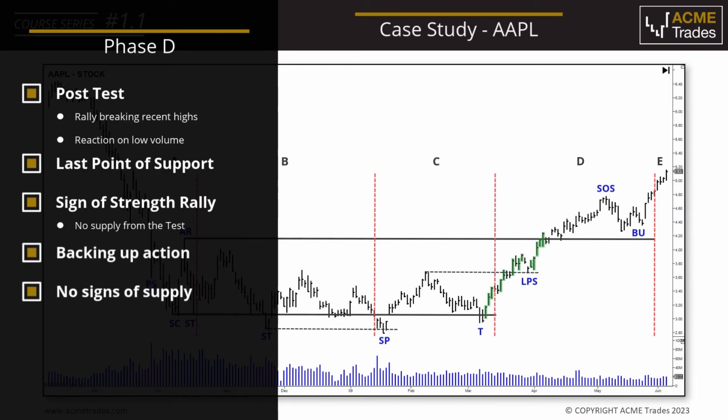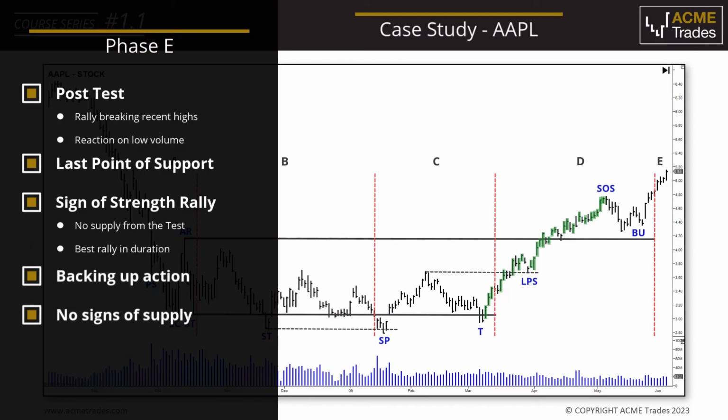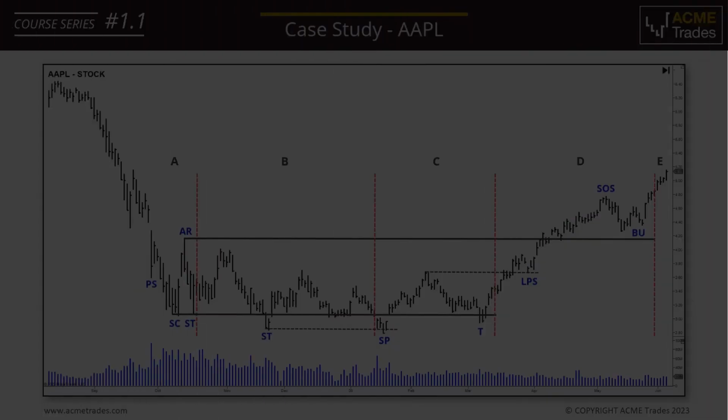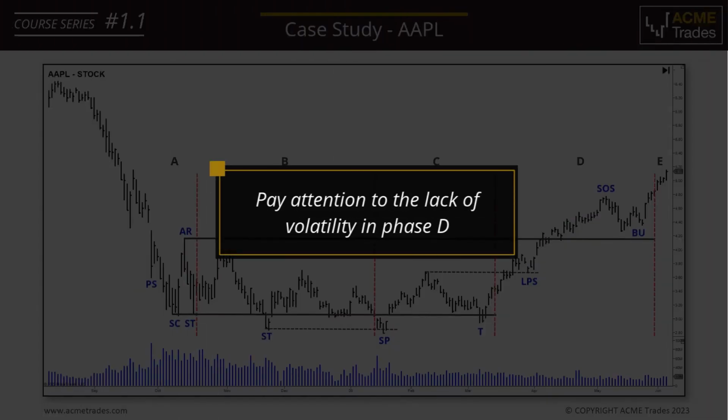A great rally here. Look, let me just clean this up. We get a good rally here with evidence of no supply. We have the best rally in duration. This is a great sign of strength rally. And one last aspect to acknowledge regarding this process is the lack of volatility here in phase D.